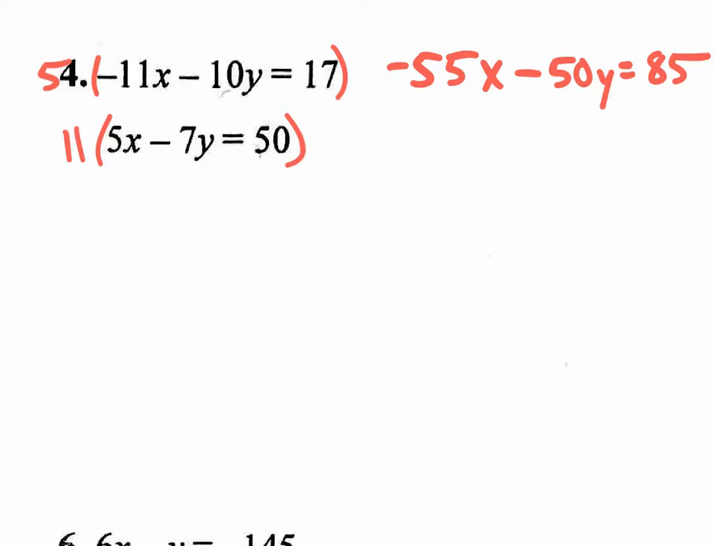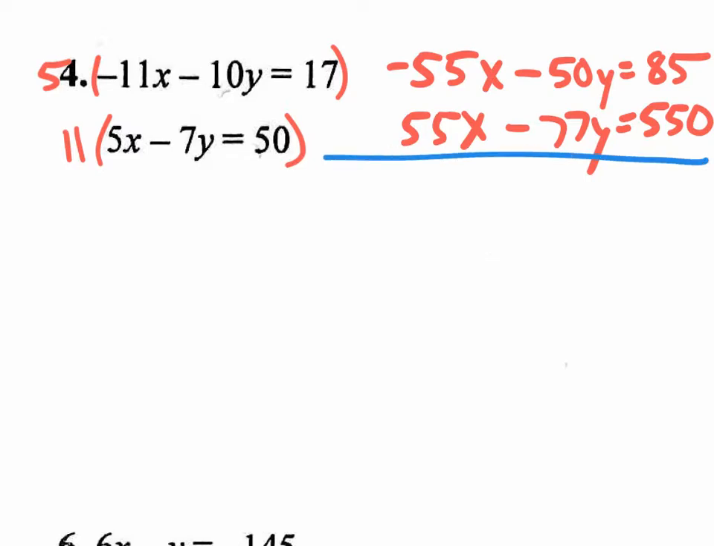Now, on the bottom, we're going to have 11 times 5x, which is 55x, 11 times negative 7, negative 77y, and 11 times 50, 550. Yeah, ugly numbers. Nevertheless, you can use calculators. You should use calculators. I have a calculator right here.